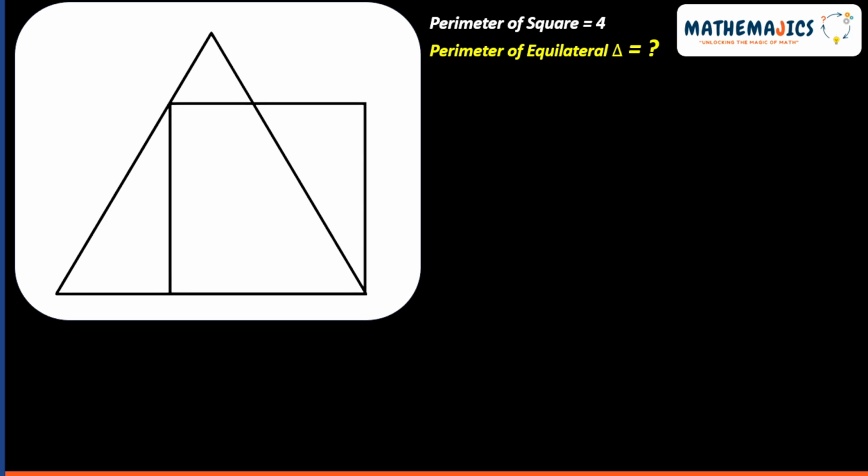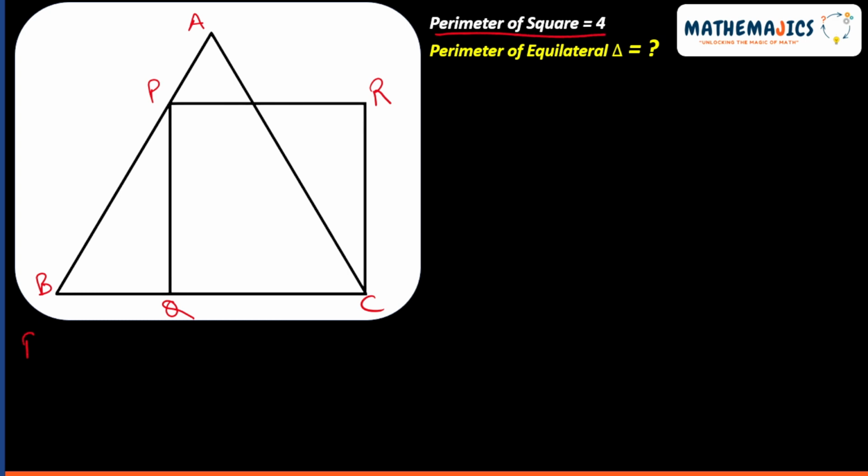Before starting the question, let's name this figure. Let the triangle be A, B, C, and let this square be P, Q, C, and R. It is given to us that the perimeter of the square is 4.